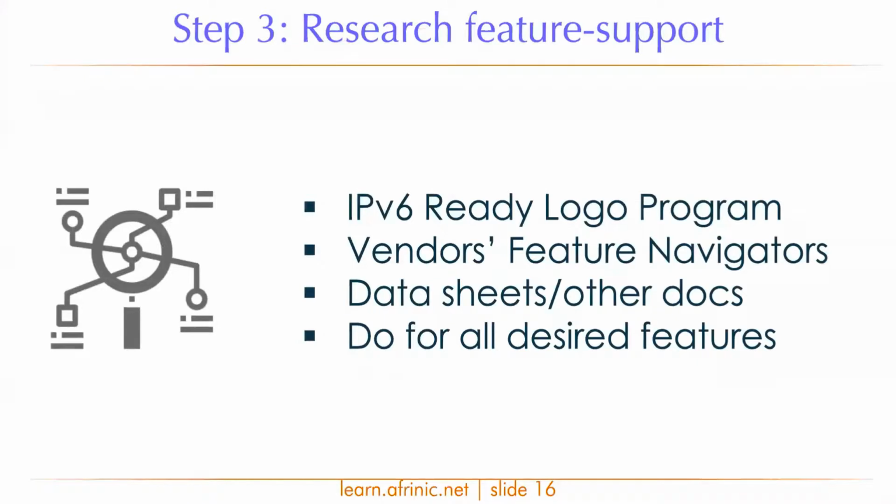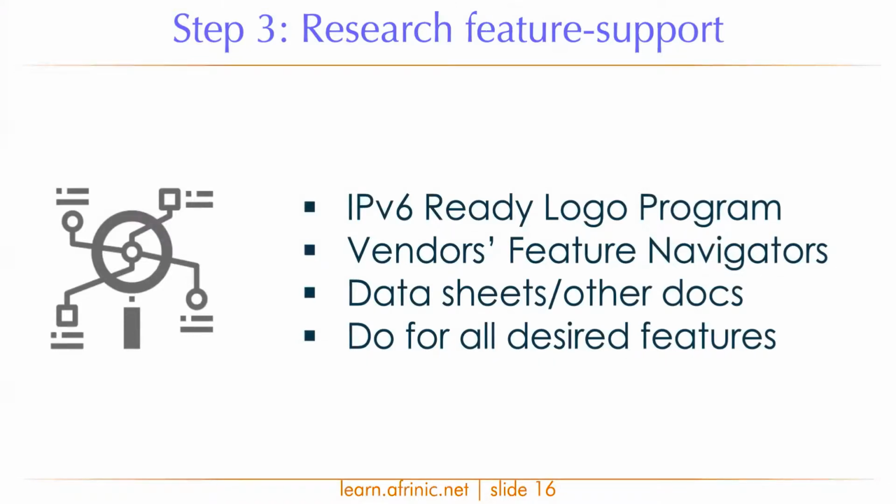Now, the third step is, how do you research the feature support? The document says your router should support the ability to announce a prefix in BGP. Now, how do you determine for your specific device whether it can do that? Now, there are three main sources for this, right?